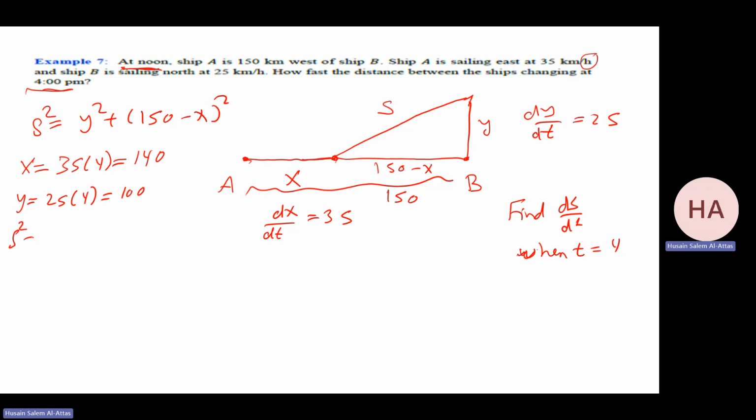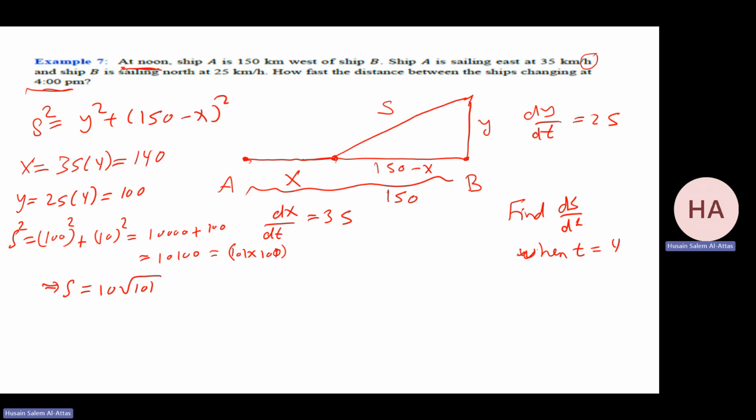Now, s squared is a little bit different. That will be 100 squared plus 150 minus 140, which is 10 squared. That will be 10000 plus 100. That I can write as 10100, or in other words, 101 times 100. So s will be 10 square root 101.